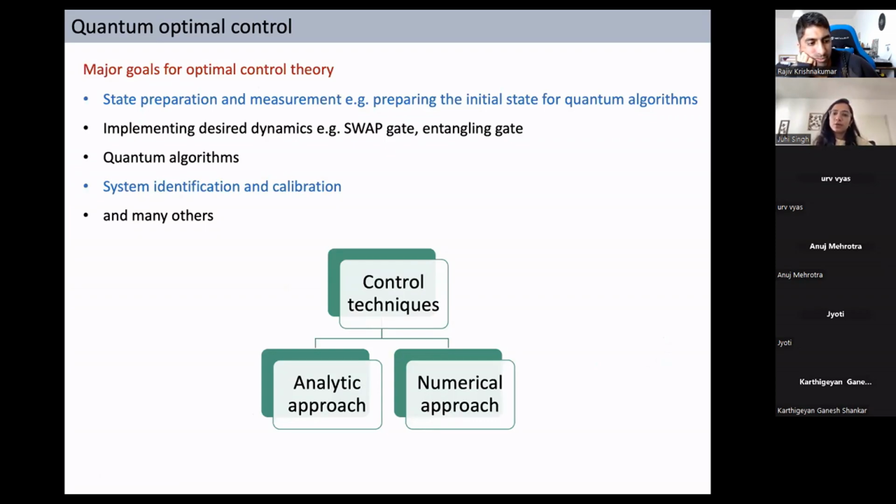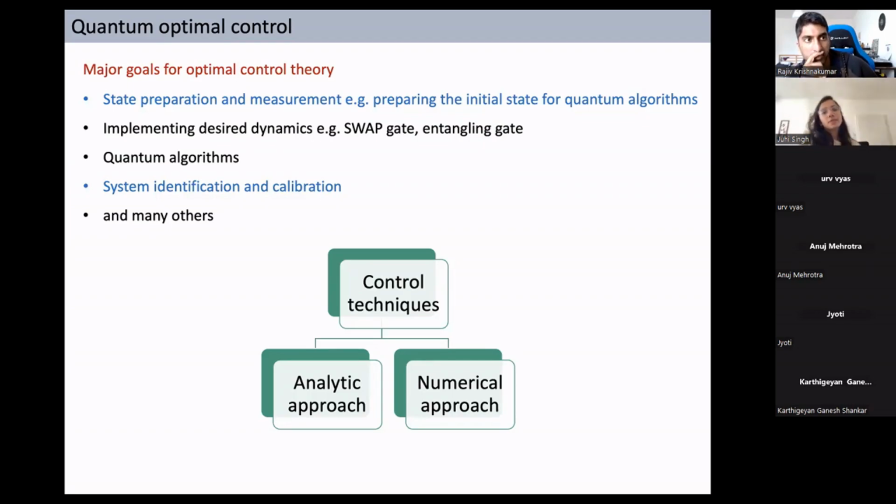Next, what is the goal of a typical optimal control problem? Usually the quantum process that you do is applying certain gates or doing some state preparation. For example, you want to prepare some particular initial state for your algorithm, or you want to perform a certain quantum algorithm. You also want to do system identification. Identification means you don't exactly know what your system is or what your system's problems are, and you want to calibrate or at least identify the problems. These are the main goals of optimal control theory. Shown in blue, the state preparation and system identification, I will try to explain today, because I worked on these problems for the last two years.